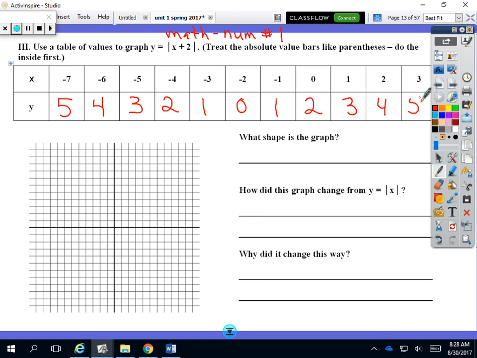or you can just calculate these each separately. If I put -7 in for x, it would be -7 plus 2, which means I want to take the absolute value of -5, and that equals 5. And just keep going. And then plot your points. So I go over 7, 3, 4, 5, 6, 7, and up 5. 1, 2, 3, 4, 5. And keep going.